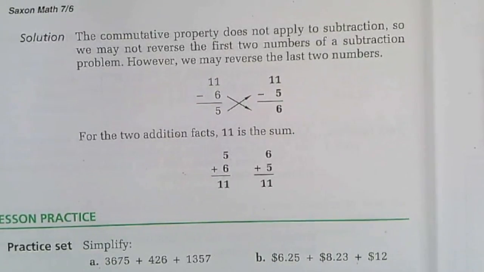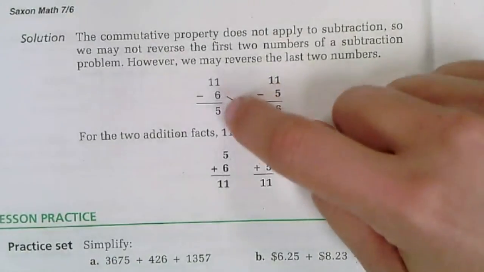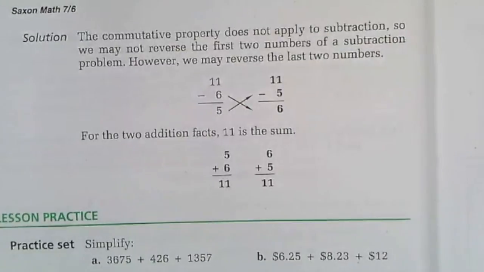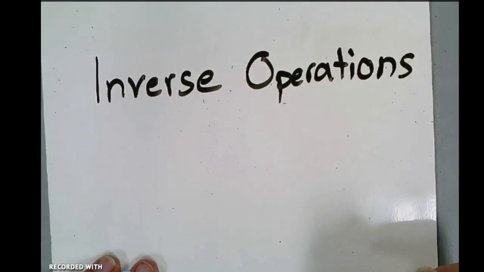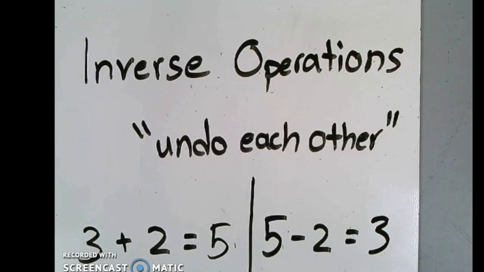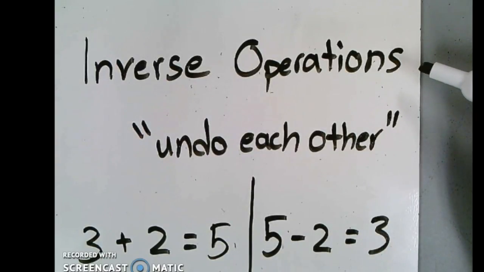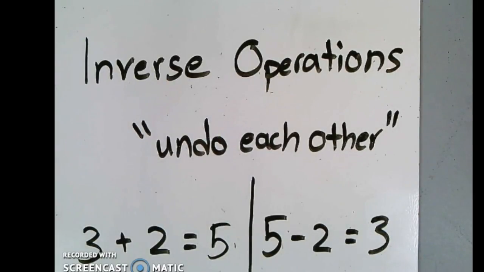For the two addition facts, 11 is the sum. So working backwards, 5 plus 6 is 11, 6 plus 5 is 11, and that's what it's telling us right there. And our last vocab word is inverse operations. Inverse operations undo each other. So just like 3 plus 2 equals 5, 5 minus 2 equals 3. So addition and subtraction are called inverse operations. A little hint for the future, multiplication and division are also called inverse operations. All right, now you're ready.